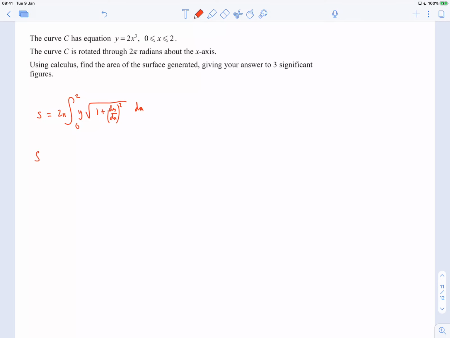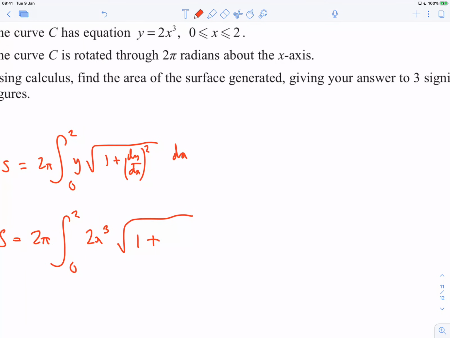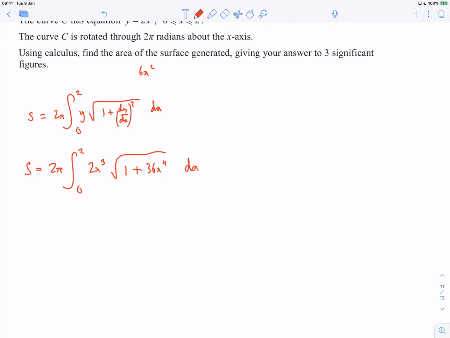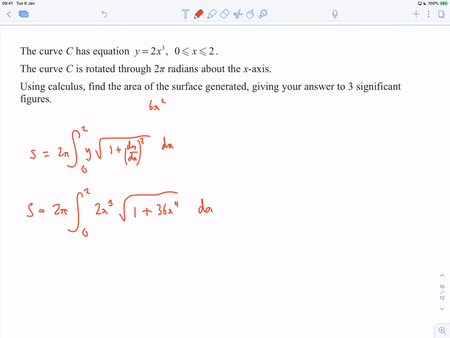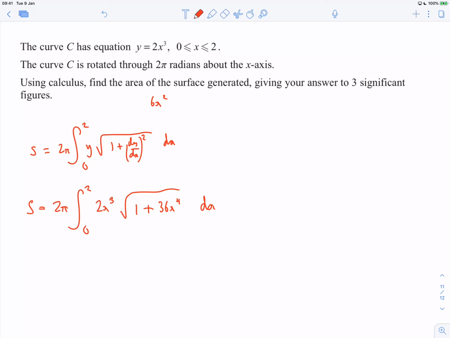Okay, so I've actually got 2 pi integral 2 0 y, which is 2x cubed, times the square root of 1 plus. Now the derivative of this thing is 6x squared. So I'm going to square that, I'm going to get 36x to the 4 dx. Mercy, mercy me. Right, so how am I going to do this? Oh, Jesus.